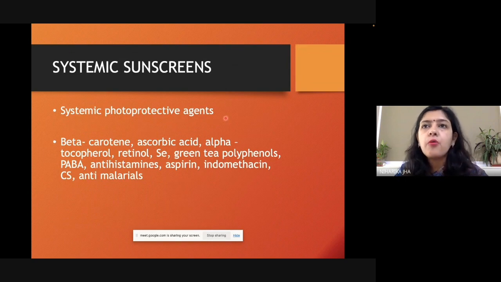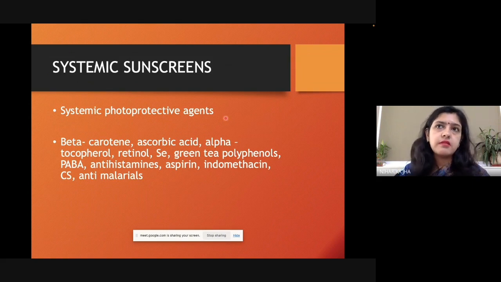These were all about topical sunscreens, but there's a category of systemic sunscreens as well. So, what are systemic sunscreens? Basically, just systemic agents, systemic photoprotective agents. What are the different systemic photoprotective agents? These are ascorbic acid, aspirin, indomethacin, selenium, green tea polyphenols, tocopherol, antimalarials, etc.